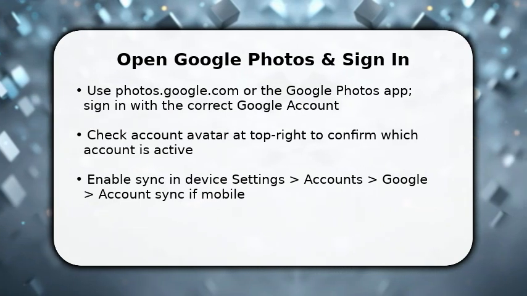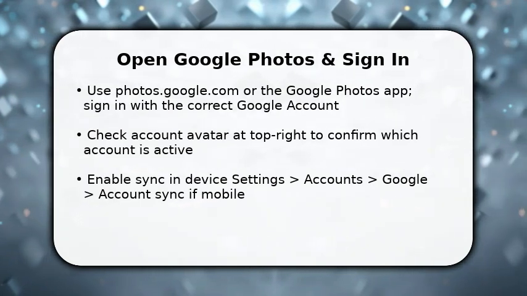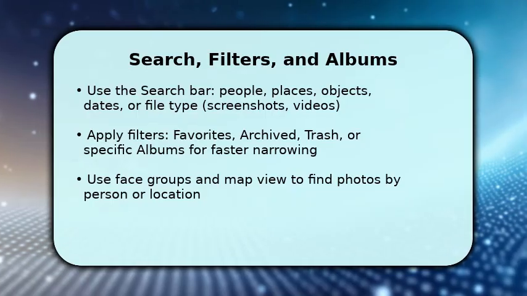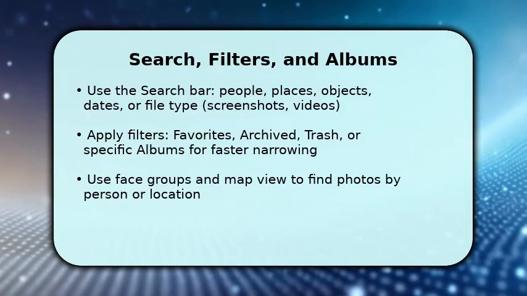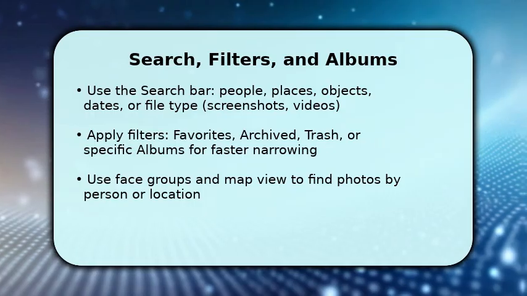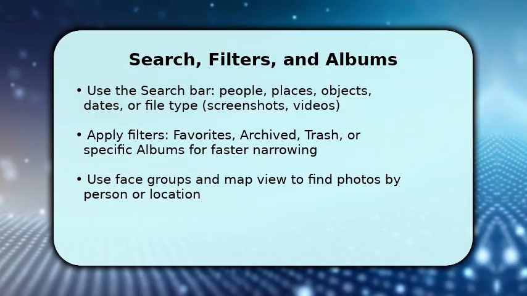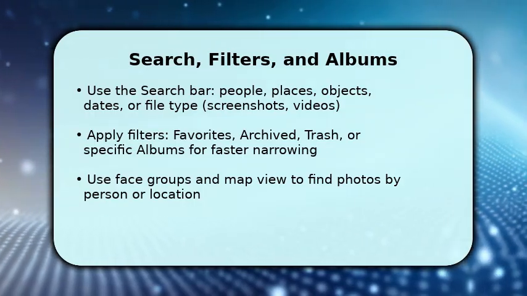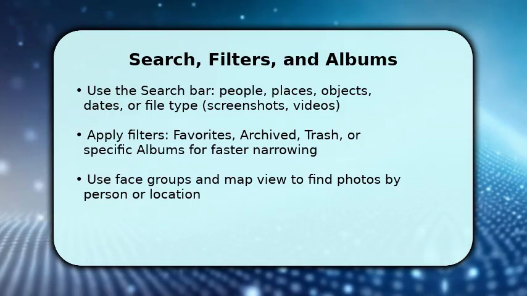Next, use the search bar at the top to find photos by person, place, object, or date. For example, type June 2023 or beach to narrow results quickly. Once done, apply filters and tabs like favorites, archived, or albums to further reduce clutter.